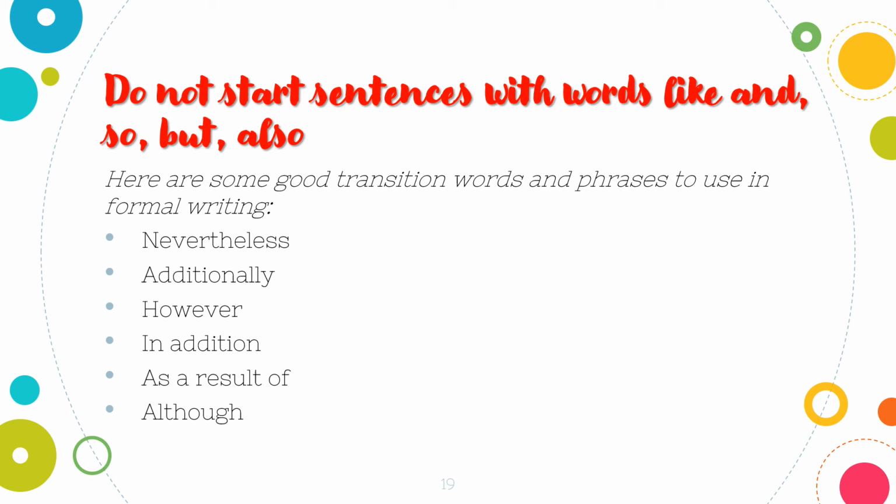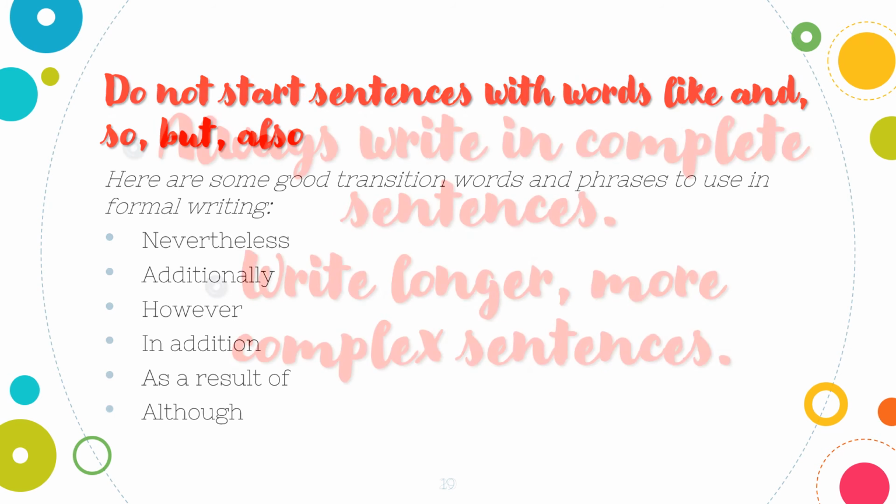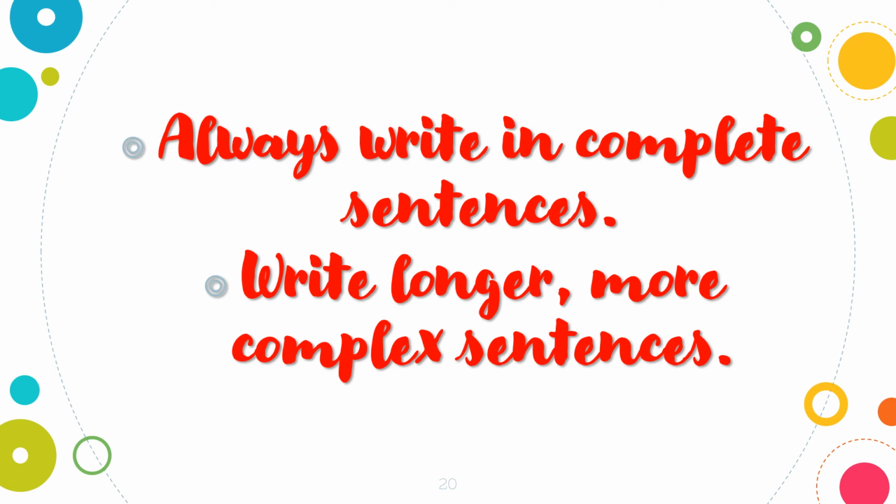Do not start sentences with words such as and, so, but, or also. Instead of using these words, you should use transition words such as nevertheless, additionally, however, in addition, as a result of, although. Another tip is to always write in complete sentences. And when you write longer texts, of course, emphasize complex sentences.